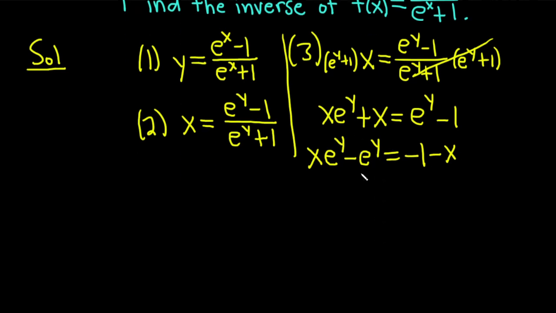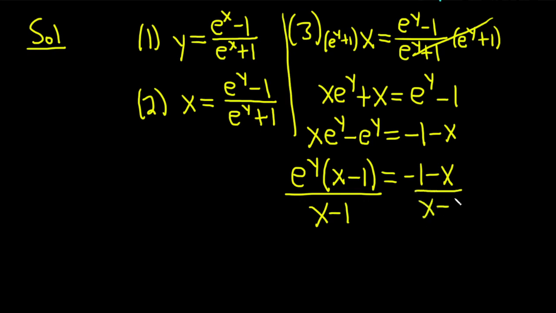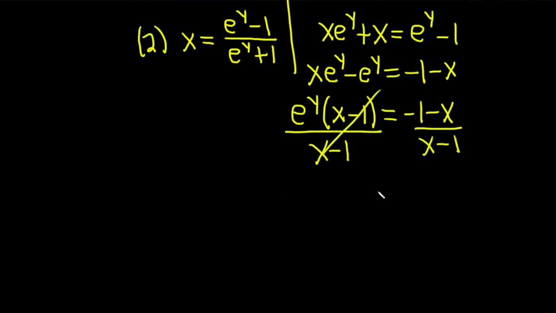Now we can factor out an e to the y. So we get e to the y, parentheses. Let's think about what's missing. We have e to the y here, and we're trying to get x e to the y. We just need an x. And here we have e to the y, and here we have e to the y, so we just need a minus 1 here. And you can check. E to the y times x is e to the y times x. E to the y times minus 1 is minus e to the y. And here you have minus 1 minus x. Now we can divide both sides by x minus 1. So we end up with e to the y equals minus 1 minus x over x minus 1.